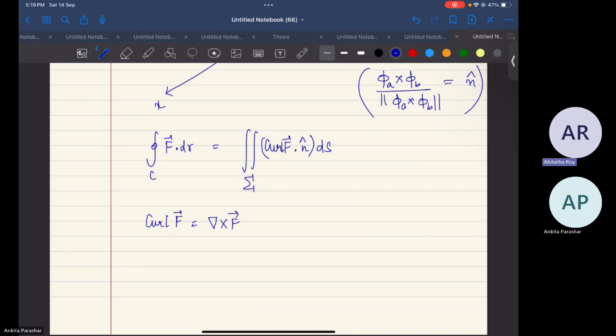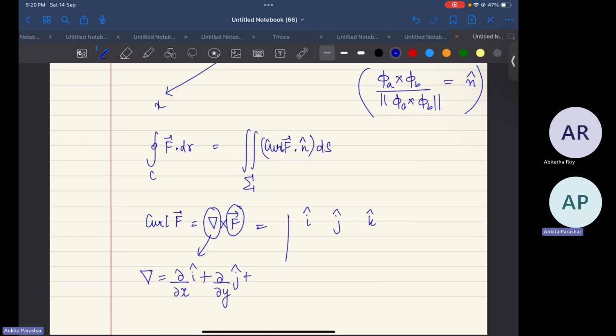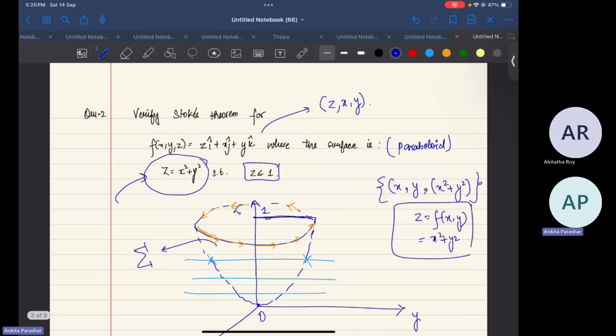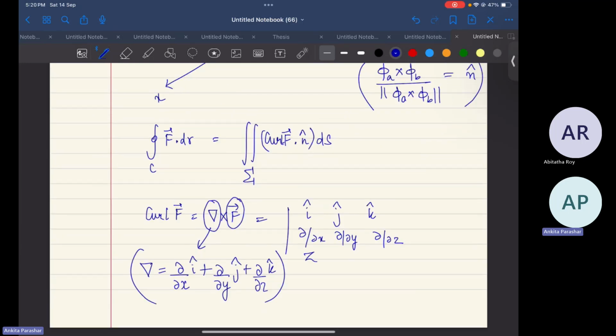Okay, and if you remember, this is a certain vector, this is a certain vector. We can talk about the cross product of two vectors. And what is this vector? This is the del operator, the gradient: del by del x i cap plus del by del y j cap plus del by del z k cap. This is that vector, right? So I simply put here del by del x, del by del y, del by del z. And f is nothing but z comma x comma y. So I'll simply write z, x, y. What is this?